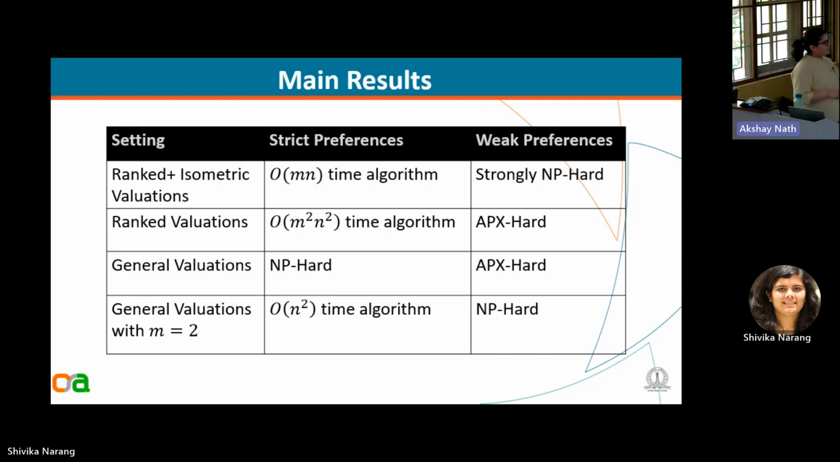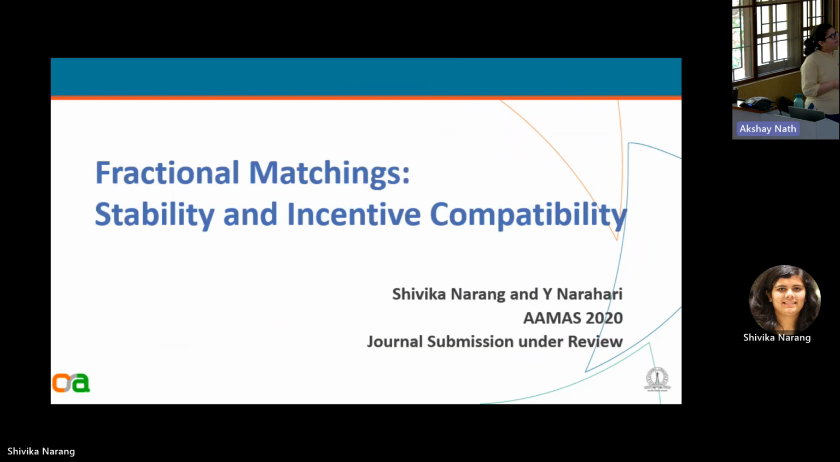What we give, interestingly, is that when there are just two colleges and you have strict preferences, you can have an efficient, polynomial time algorithm. But for weak preferences, this is still hard. So yeah, these are the results of this paper and chapter.